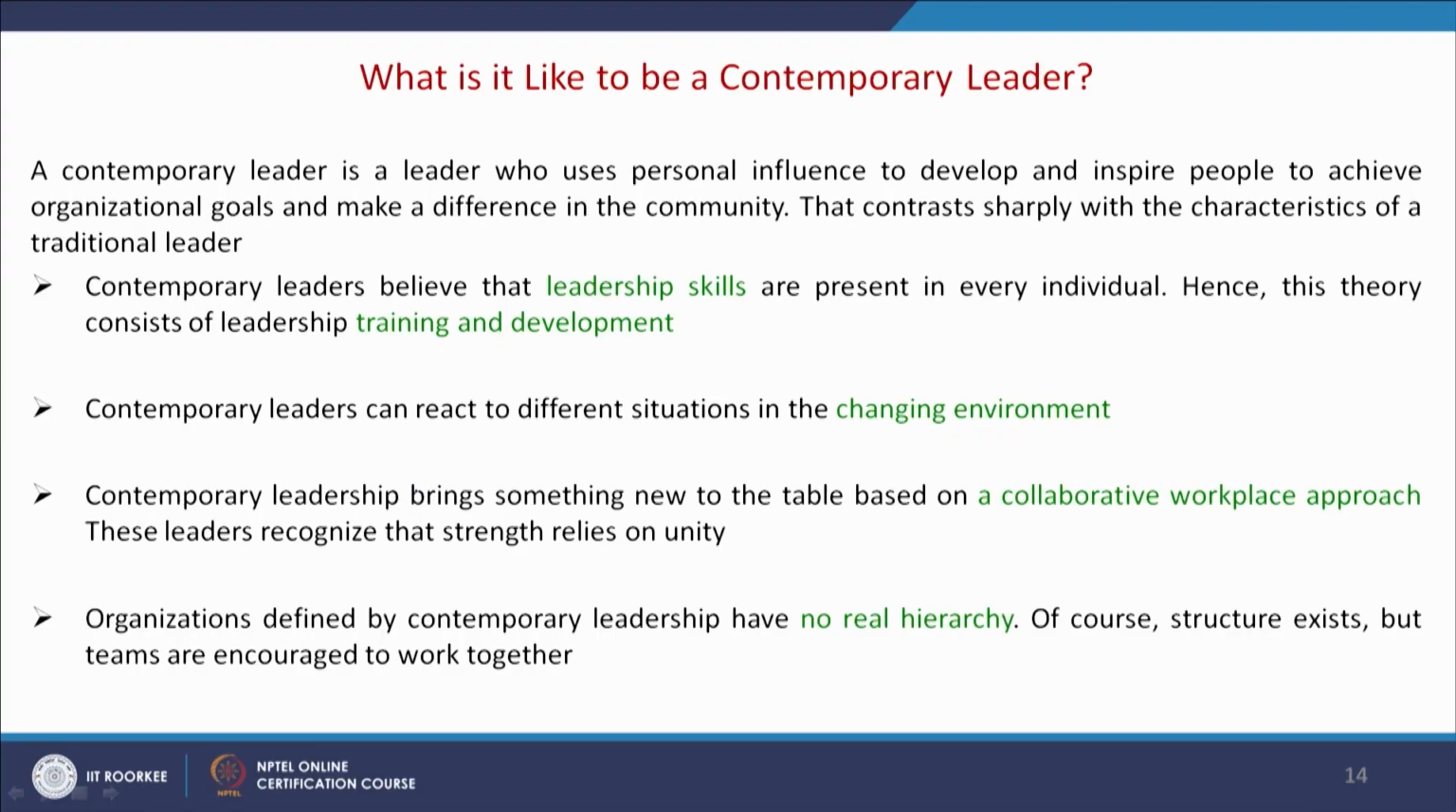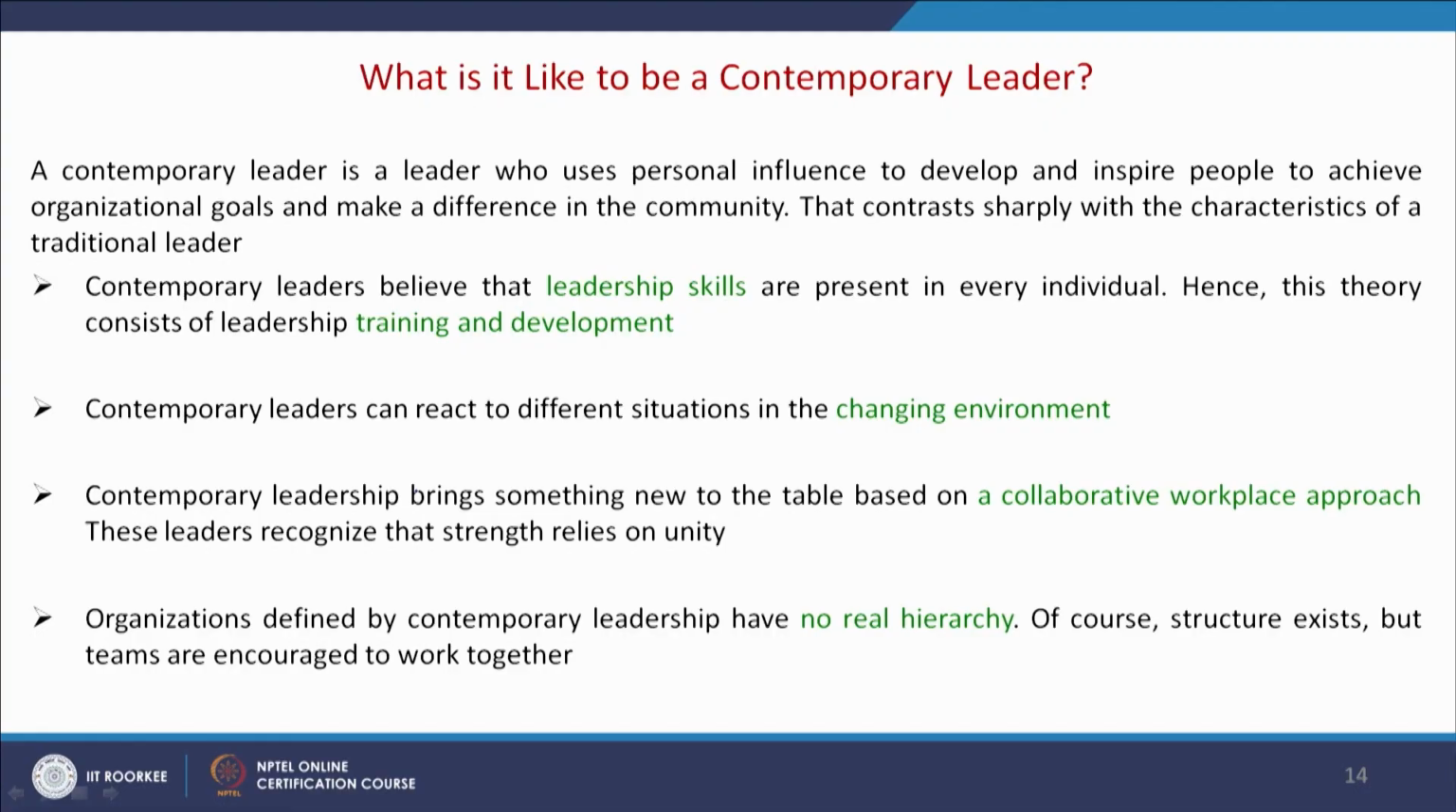Contemporary leaders can react to different situations in a changing environment. That means every member who is considered a leader has complete scope to understand and handle a situation from his or her own perspective, because the environment is changing rapidly and competition is also increasing. Considering one's own innate traits, knowledge, skills and abilities, when combined together, it can help a person understand the situation, perform the task in his own way and cope with the changing environment.